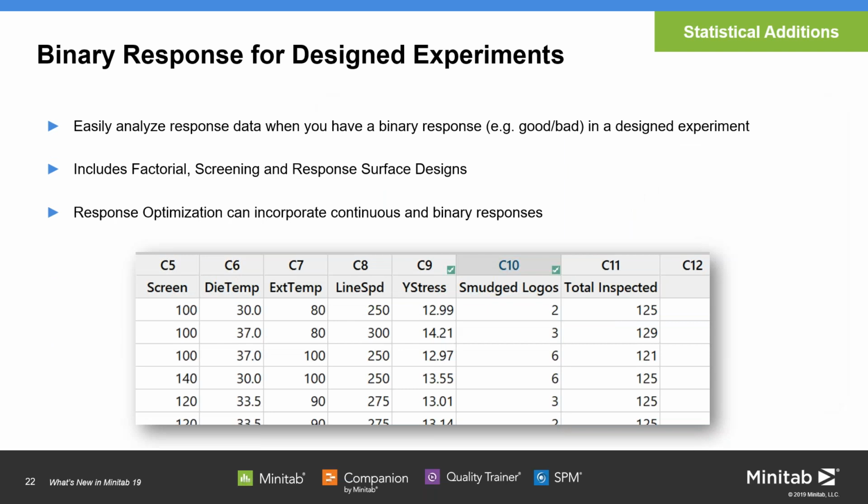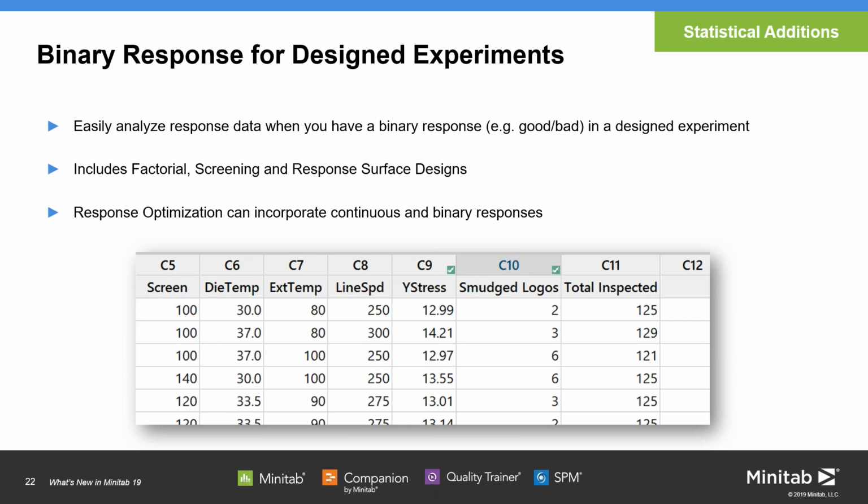We've also added the ability to analyze a binary response for designed experiments. You may be thinking to yourself, well, Minitab already had that functionality in the binary logistic regression menu. That's true, but now we have that option under factorial designs. You'll see this option for screening designs and response surface designs as well. And what it does is it makes it really easy to analyze that data.